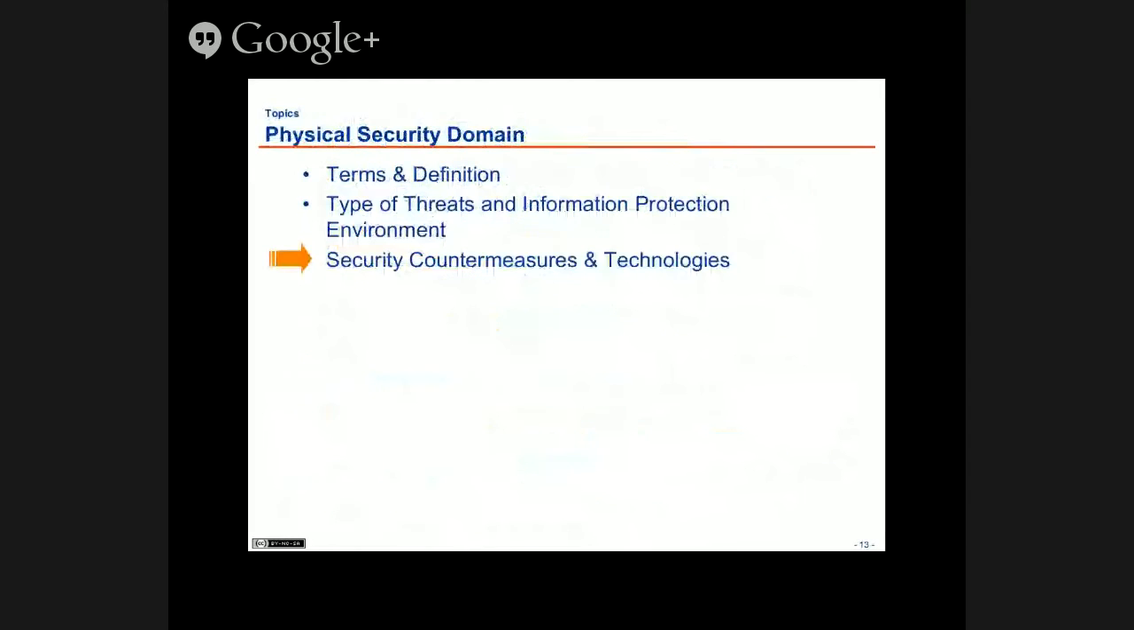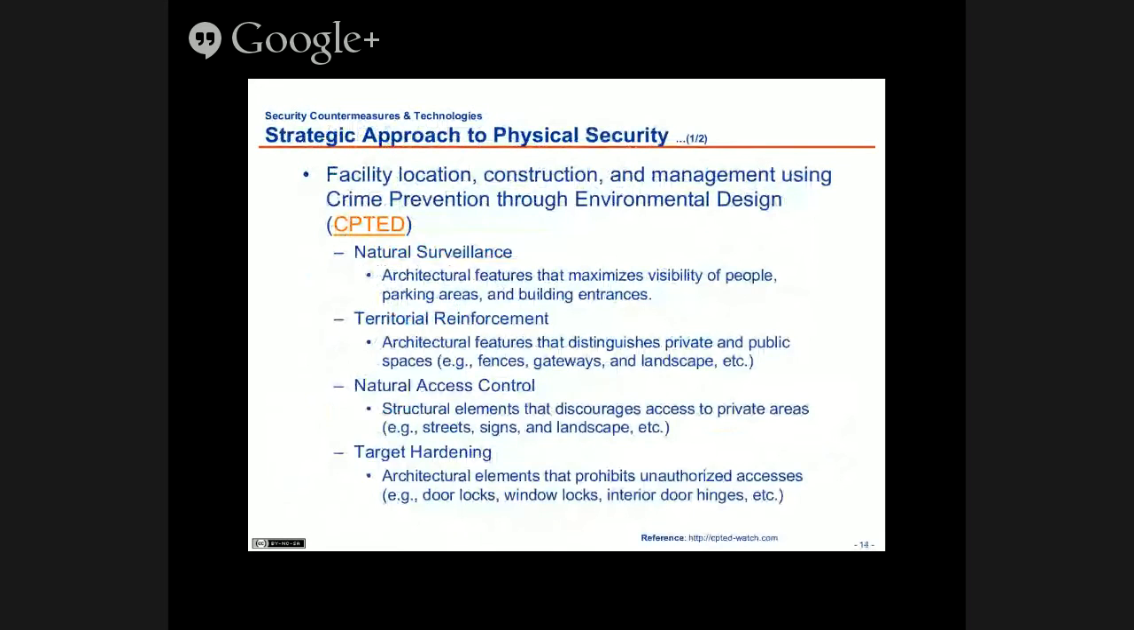I'm going to skip over here, and we're going to talk about strategic approach to physical security. This is CPTED, which is crime prevention through environmental design. Essentially, what this deals with is deterring crime through physical and environmental design. And so here you have natural surveillance, and basically these are items that maximize the visibility of people, parking areas, and building entrances.